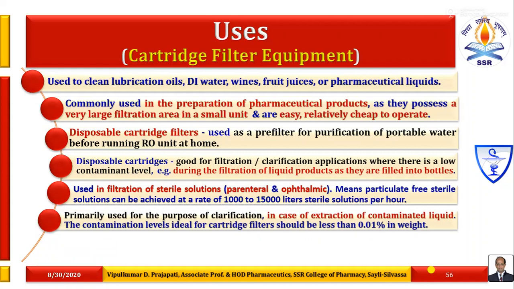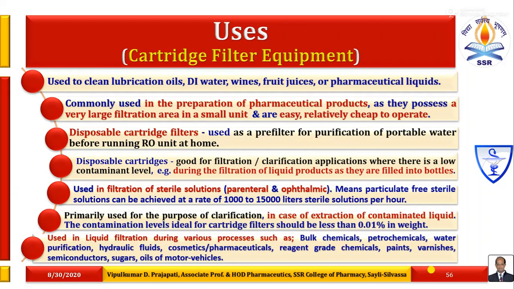Primarily used for the purpose of clarification. Cartridge filter equipments are primarily used for the purpose of clarification in case of extraction of contaminated liquid. So the contamination levels ideal for cartridge filters should be less than 0.01% in weight. So in extraction unit operation, cartridge filter units are used for clarification of the extracted liquids.